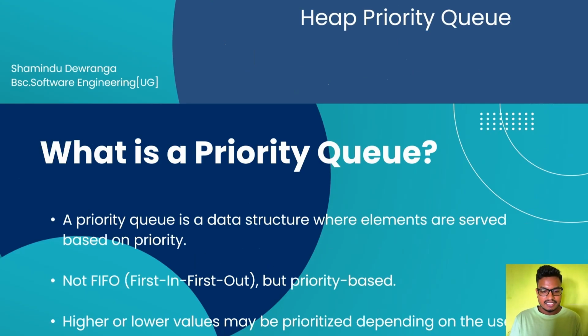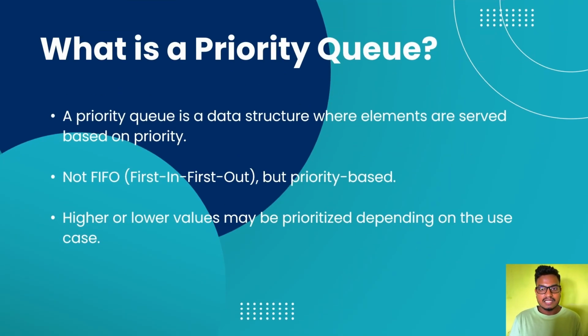What is the priority queue? Let's start with the basics. A priority queue is a data structure where elements are served based on priority, not on the order in which they arrive. Normally, a queue is first in, first out, like standing in line at a shop.